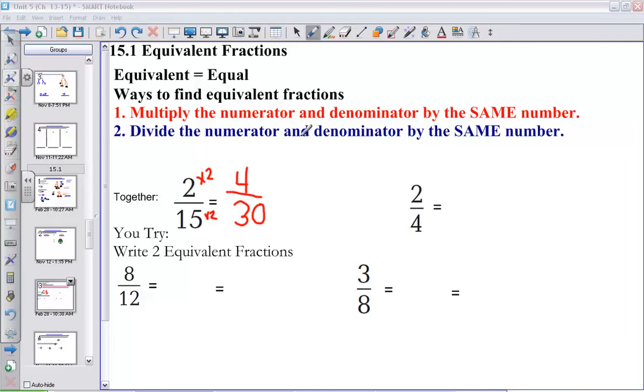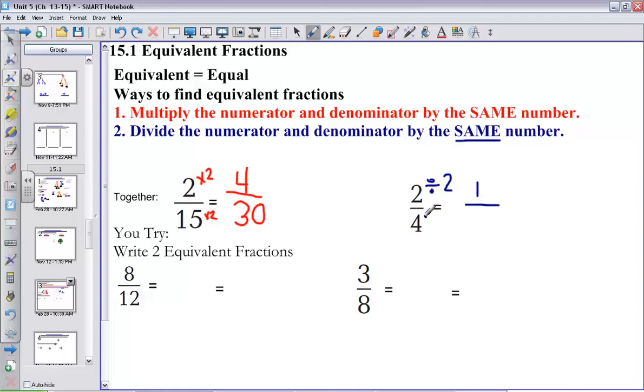I can also divide my numerator and denominator by the same number. Again, whatever I do to the top, I have to do to the bottom. Let's look at 2/4 here. This looks like one where I would be able to divide. Could I divide by 6? No, because that doesn't give me a whole number. Can I divide by 2? Heck yeah, 2 divided by 2 is 1. Whatever I do to the top, I have to do to the bottom. 4 divided by 2 is 2. So I now know that 2/4 is equivalent to 1/2.